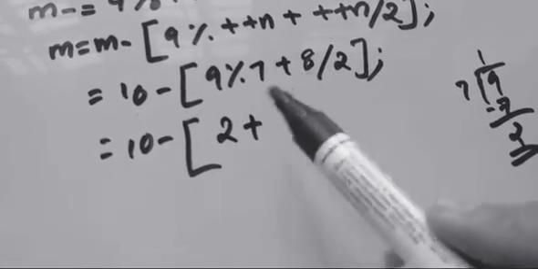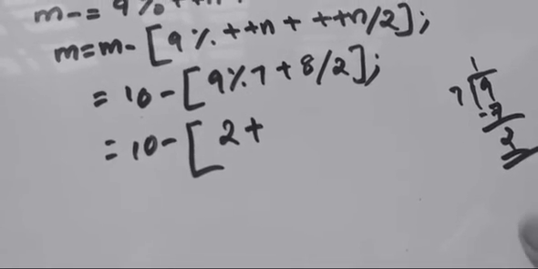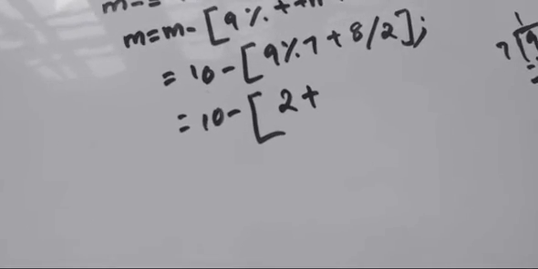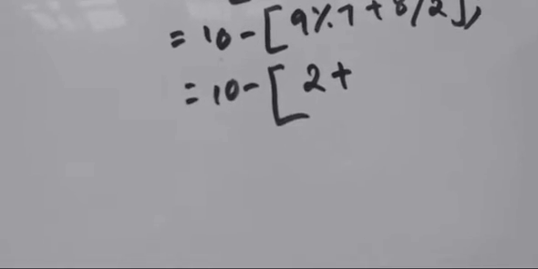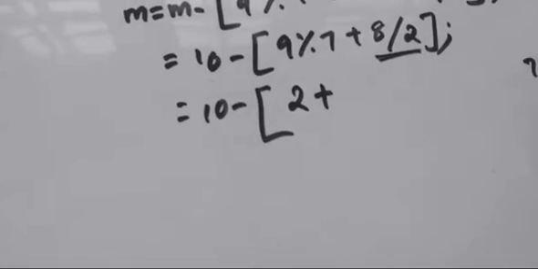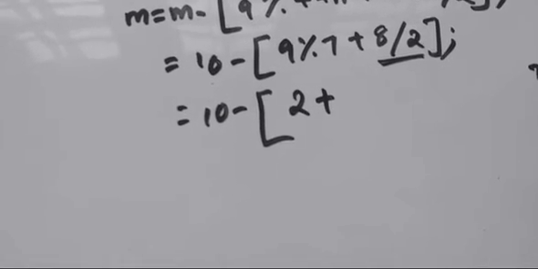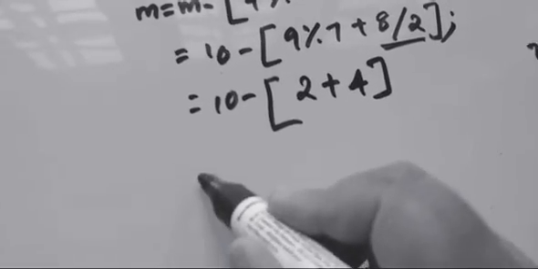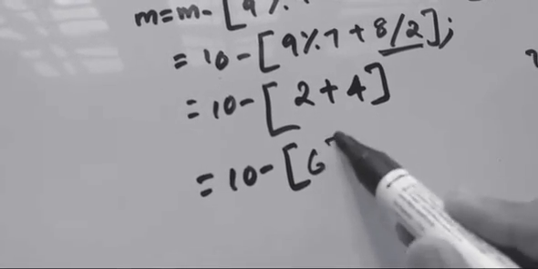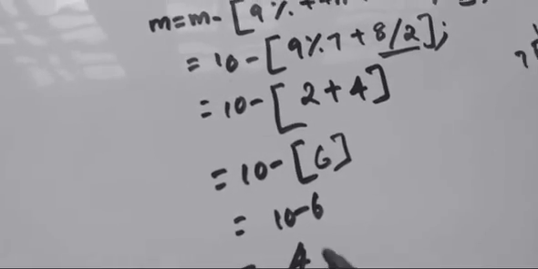In mathematics, first we give priority to brackets. Then we give importance to the mod operator, division operator and star operator. So here when plus and slash come, give first precedence to slash. So first we want to divide 8 by 2. What is 8 by 2? Slash is the division operator. It's 4. Okay. So 10 minus, what is 2 plus 4? It is 6. So 10 minus 6, it's 4. So the value of m will be 4.